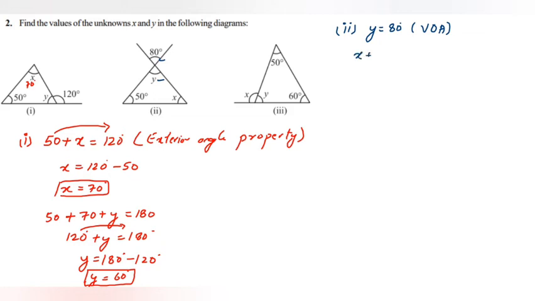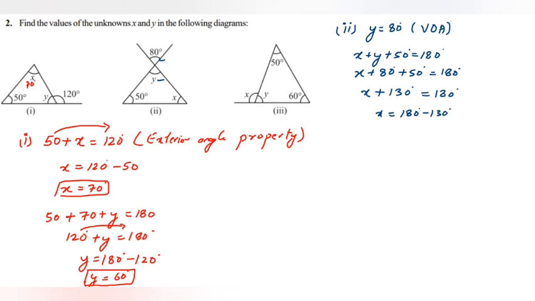So here we can write down x plus y plus 50 degree is equal to 180 degree. Y value we know it is 80, plus 50 degree is equal to 180 degree. Now we'll add 80 and 50, it is 130 degree. So x plus 130 degree is equal to 180 degree. Now we're going to transpose 130 to the other side. So 180 minus 130, so x value is equal to 50 degree. So we got both the value of x and y. X is equal to 50 degree and y is equal to 80 degree.